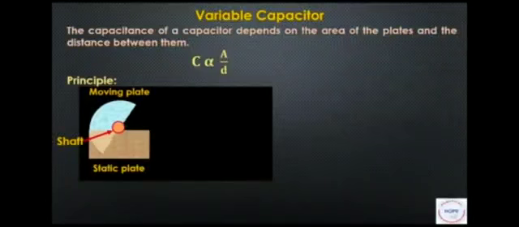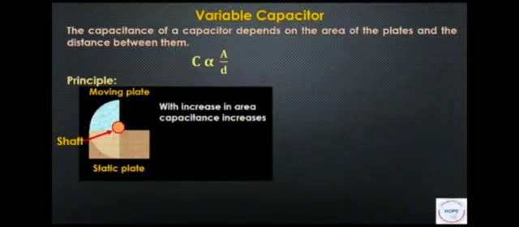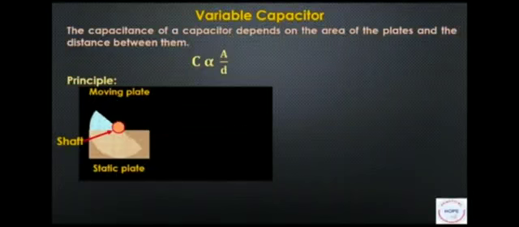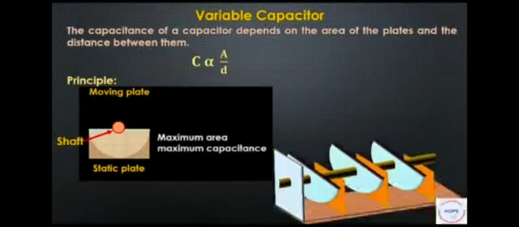So if we rotate the moving plate, we can see the cross-sectional area has increased. Because of the increase in area between the plates, now the capacitance will increase. And if we further rotate it, then the area is maximum, so we get the maximum value of the capacitance. The same has been shown in the figure on the right. So by just moving the shaft, we can vary the area and thus the capacitance.